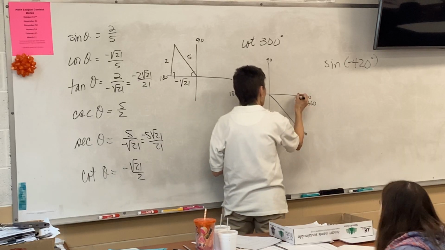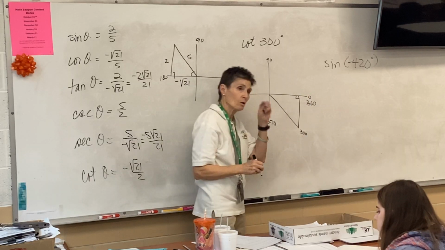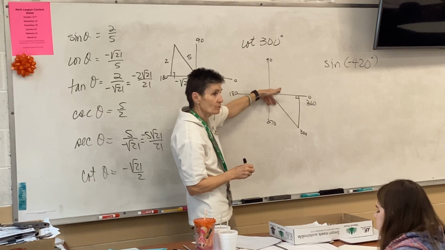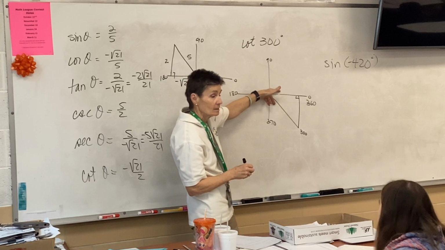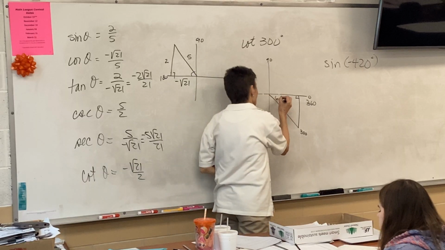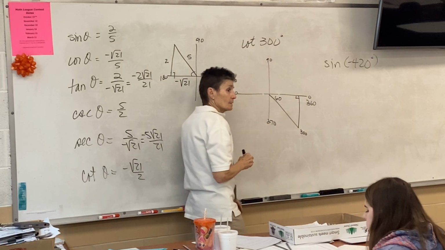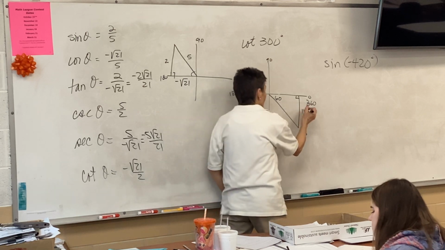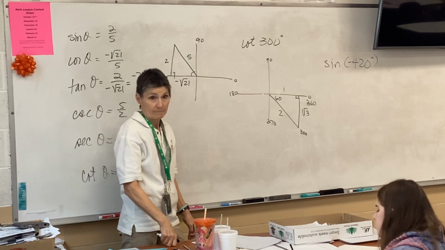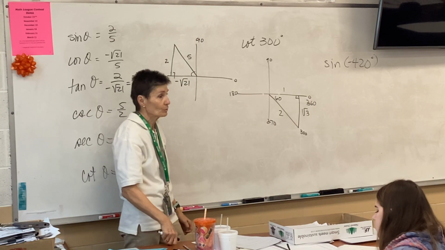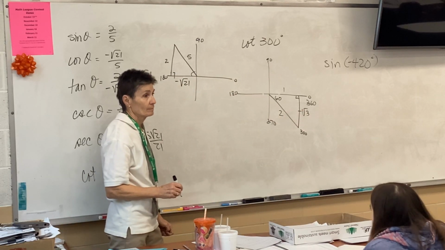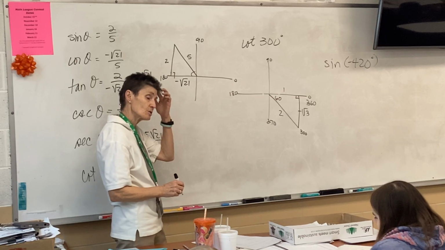Butterfly bow tie. Use your head. I want that angle right there. It's formed by the 300 line and the 360 line. So how much is between my two fingers? 60. And 60 has a root 3 across from it. Anything negative? Root 3 is negative. Cotangent. What's cotangent?